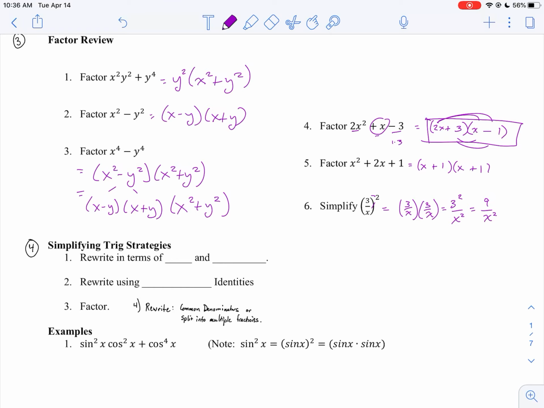And that is a quick review of factoring. We are going to be factoring in this section, and it is going to be useful for us. So make sure you practice.